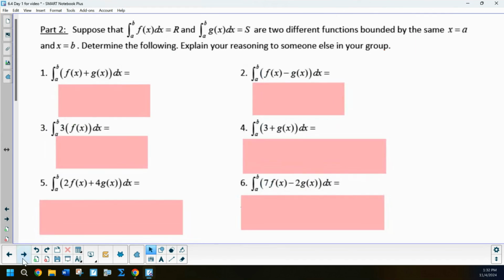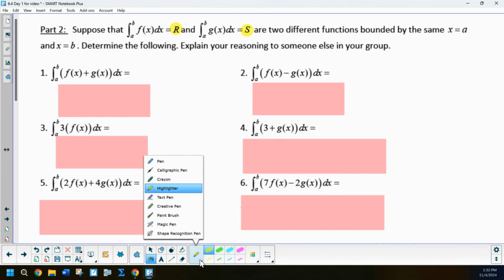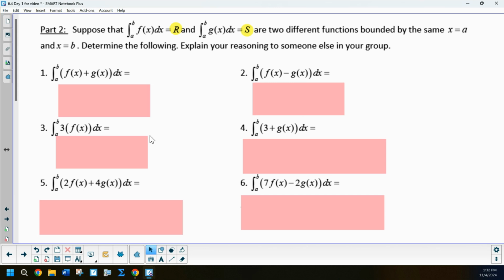Okay, so now we're going to practice these rules here using this information at the top. So it says that from A to B for f of x, you get r, and from A to B for g of x, you get s. So same bounds here, but two different functions. And that's really important that you see the difference in those. Okay, so here you're going from A to B of f plus g. That should be pretty obvious that that's going to be r plus s.